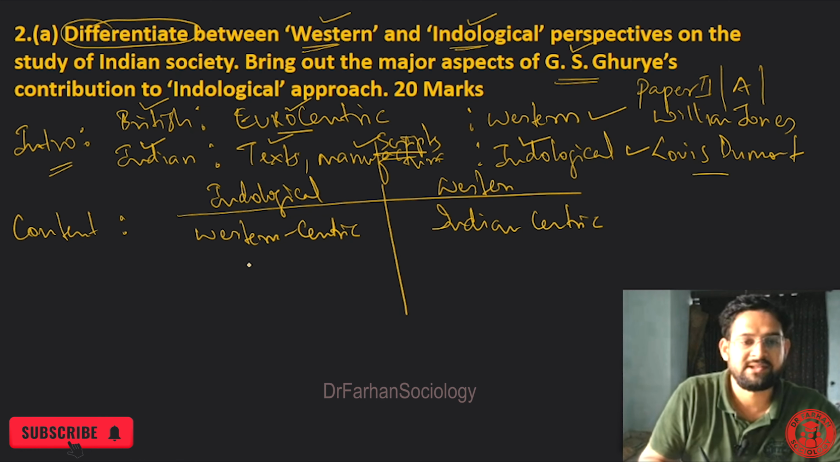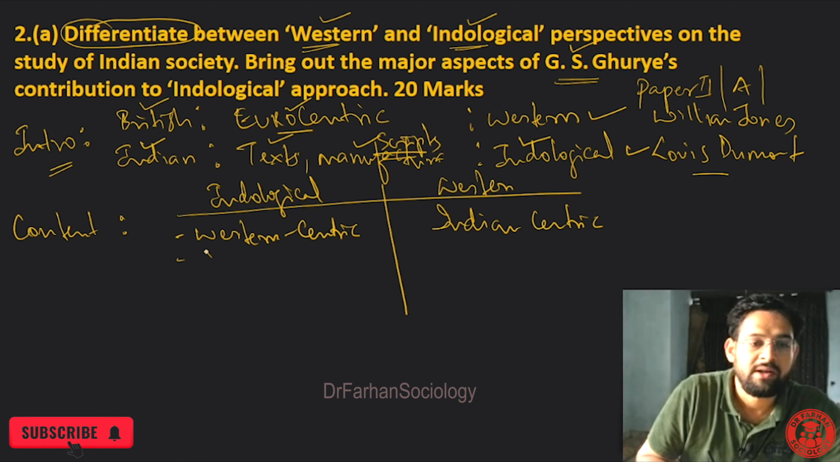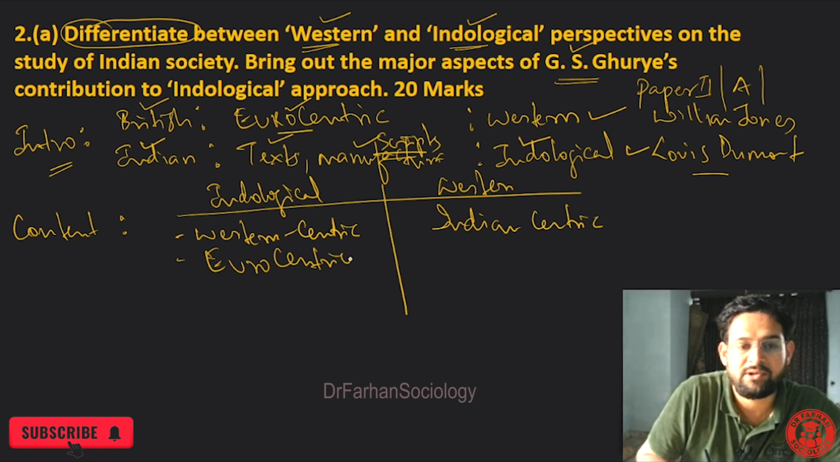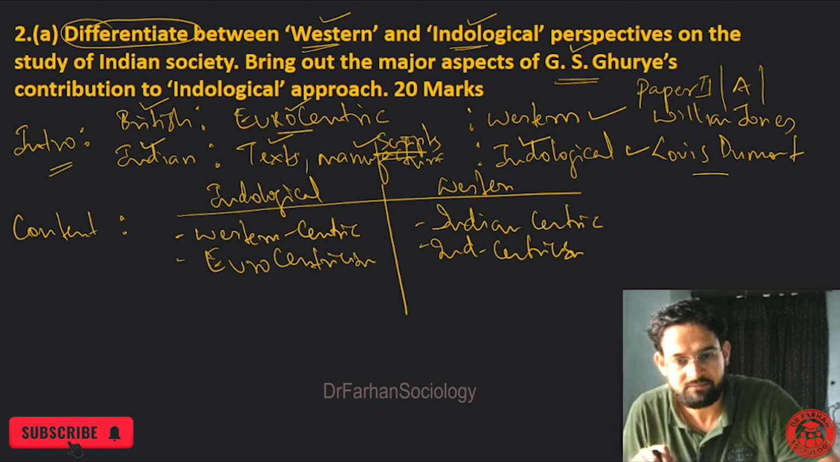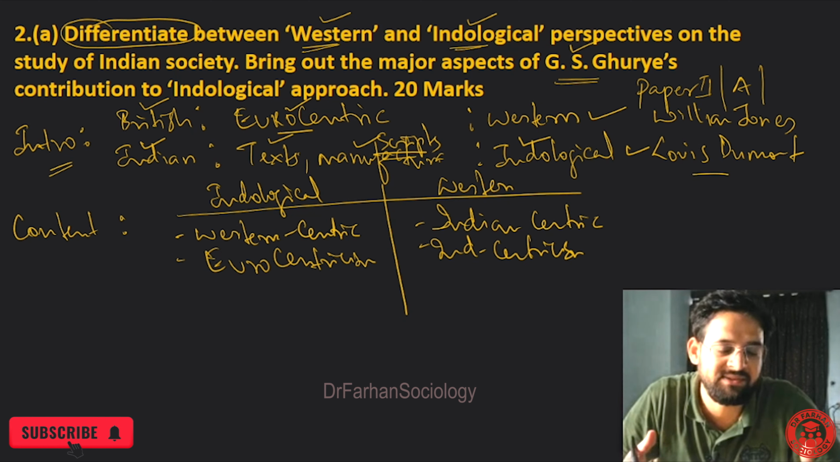So Western-centric view, Indian-centric view. Here the meaning of the word Western-centric can also be written as Eurocentrism. And here this is considered to be as Indocentrism. This is a way I'm trying to say the same point but in a different way. Where did it start?